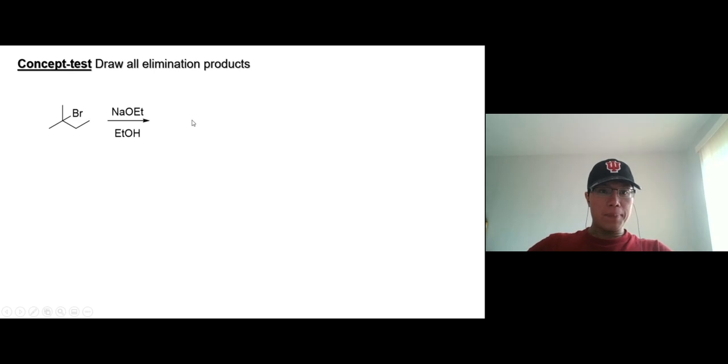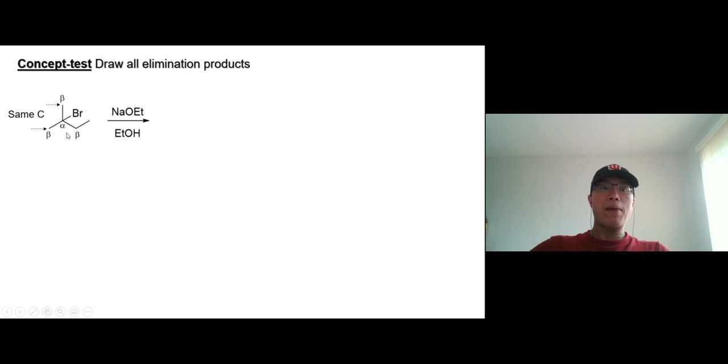All right, for this problem, you have to draw all possible elimination products. So we have this alkyl halide. The base is sodium ethoxide in ethanol. That's a solvent. Since this is an E2, look for a beta hydrogen. This is the alpha position, and these are beta positions. And notice that these two are the same beta position.